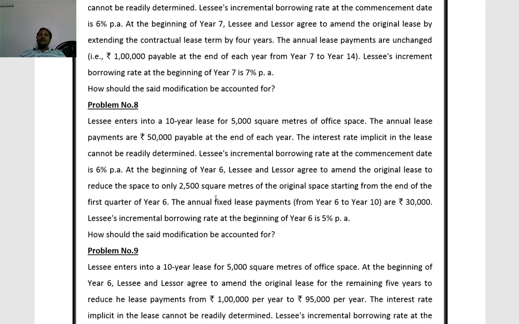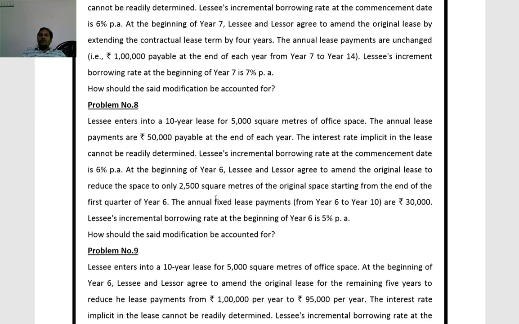Then there is a decrease in scope. To what extent should it be reduced? Proportionately, we have to reduce the lease liability and ROU asset. Here, a 50% decrease in scope is there. We have to reduce lease liability and ROU asset by 50%.